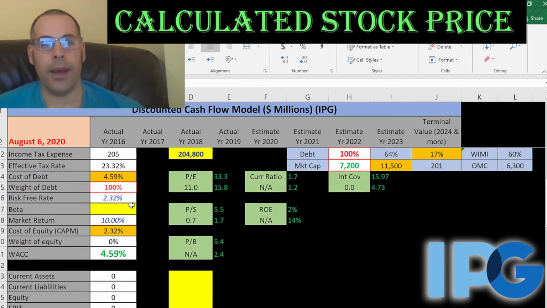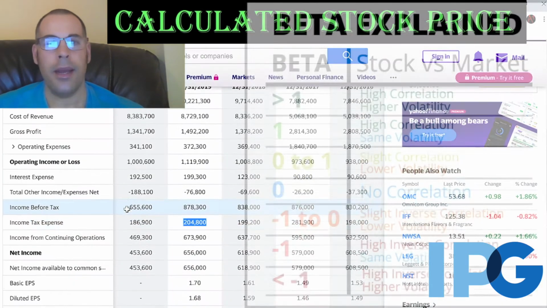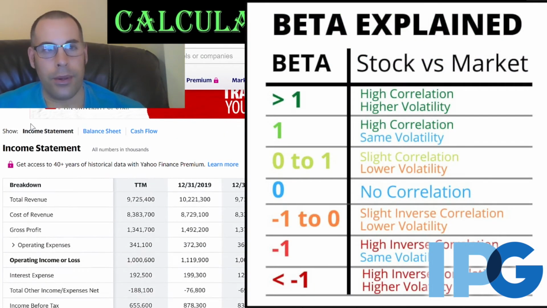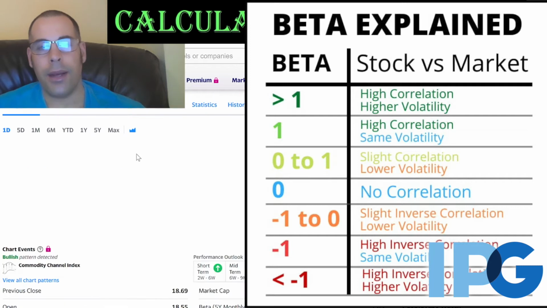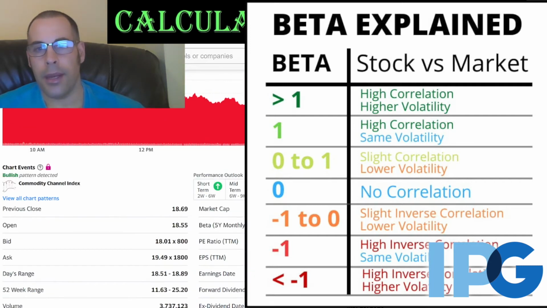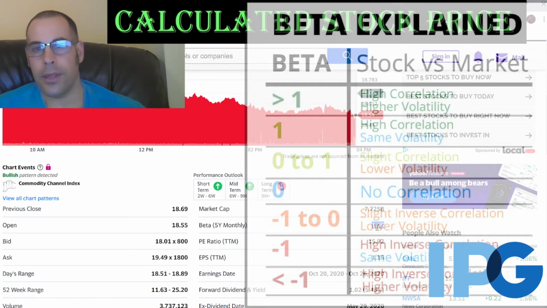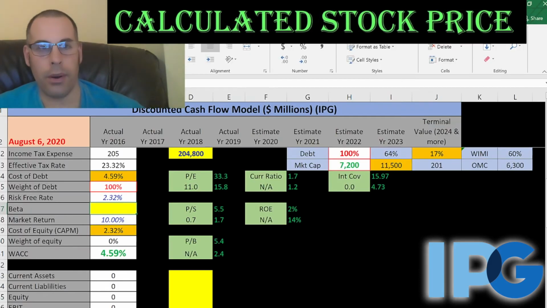The cost of equity, we need the beta for that. And we'll go back to Yahoo to figure out the beta. And that's how volatile a stock is relative to the market. And the beta is 1.05. So the stock moves pretty much with the market.